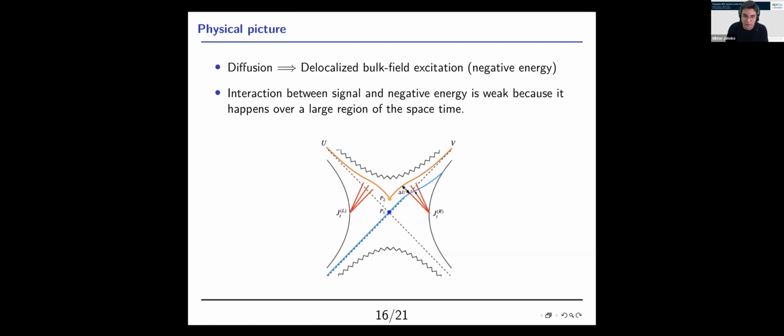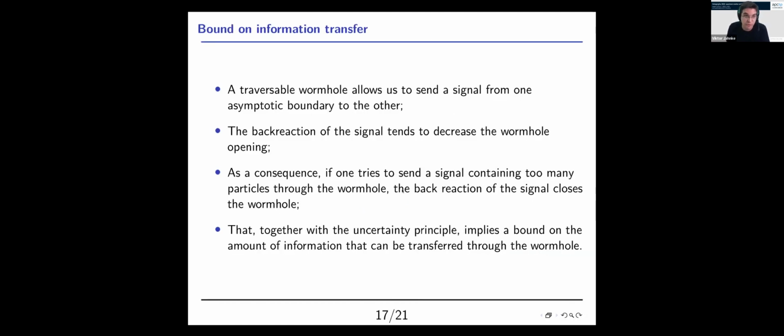Yeah, so this delta U, this wormhole opening, basically allows us to send a signal from the left side of the geometry to the right side. But there is a bound on the amount of information you can transfer. The reason is as follows: the back reaction of the signal tends to decrease the wormhole opening. If I send just one particle, the particle crosses to the other side and everything is okay. But if I try to send too many particles, then the back reaction of these particles might be very large, and this tends to close the wormhole.